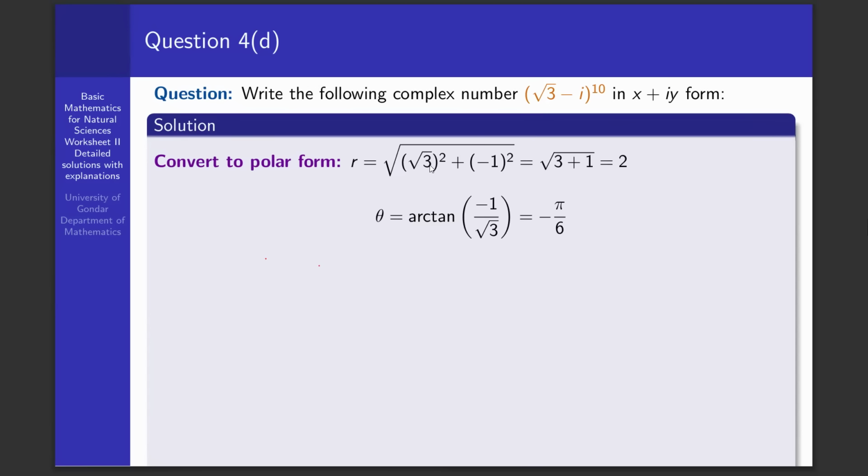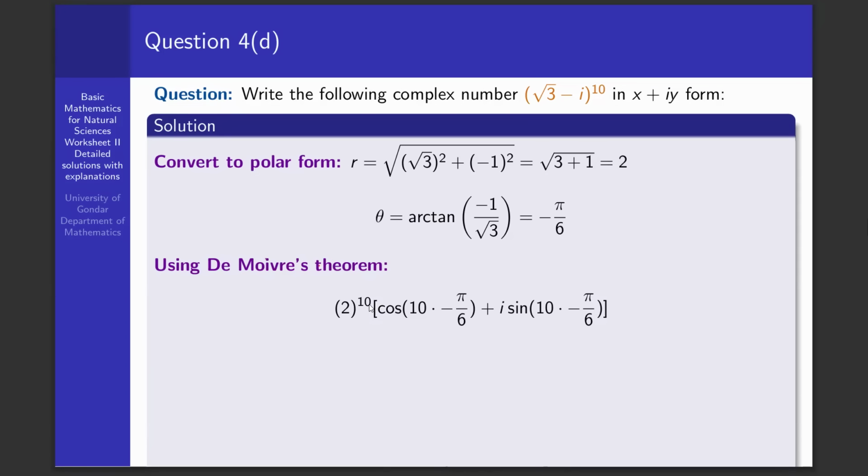That is, the real part is radical 3, squared, plus minus 1, which is the imaginary part, squared. That's simply 2, which is the square root of 4. And the argument theta is tan inverse, or arctan, of the imaginary part divided by the real part, that is minus 1 over radical 3. And this is a negative angle, which is negative pi over 6. So once we have obtained r and theta, we can write this in polar form using de Moivre's formula, or theorem.